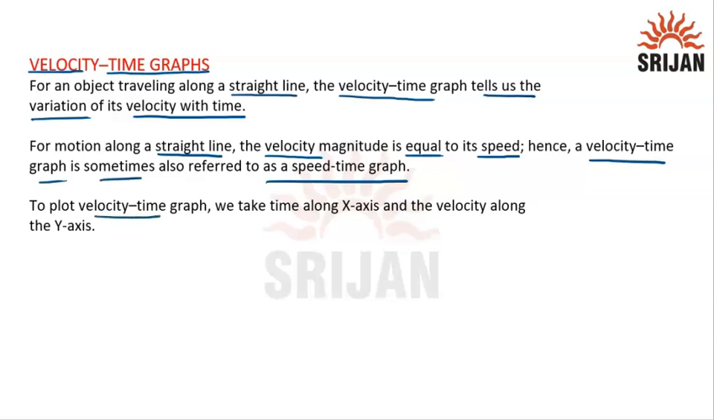To plot the velocity time graph, we take time along the x-axis and velocity along the y-axis. As time is an independent entity, that's why we take it on the x-axis, and velocity is a dependent quantity, that's why we take it on the y-axis.